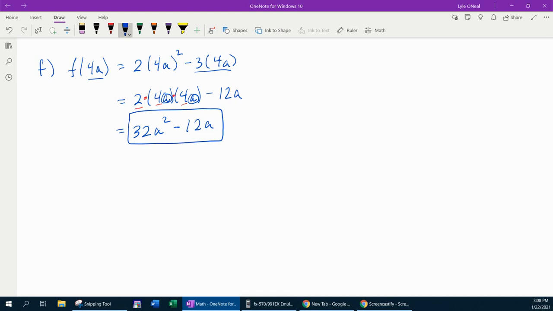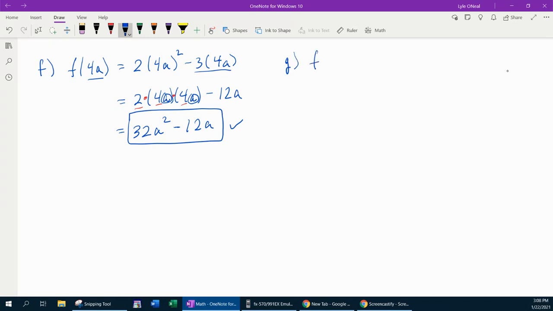And listen, that's done. That's where we stop because this is simplified completely. There are no other like terms to combine. There's nothing else we need to do. Part of learning math is knowing when to stop. Okay, you got to know when you've reached your answer. And that's done. And we're going to do one more part, part G, which is not actually in the book.